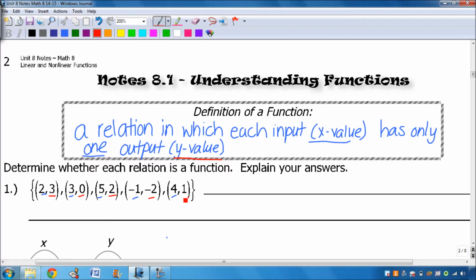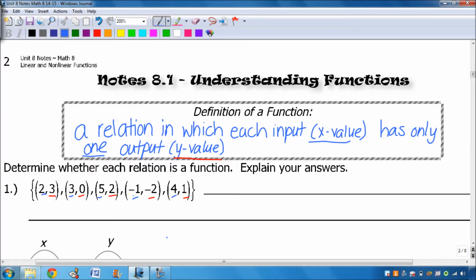So our input of 2 has one output of 3. Are there any other inputs of 2 that have different outputs? No. You see this 2 right here, however, this 2 is an output, so it's not the same thing as this 2 right here, okay? So each input for the input of 2 has only one output.